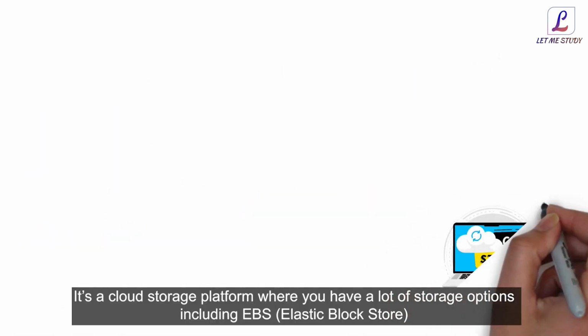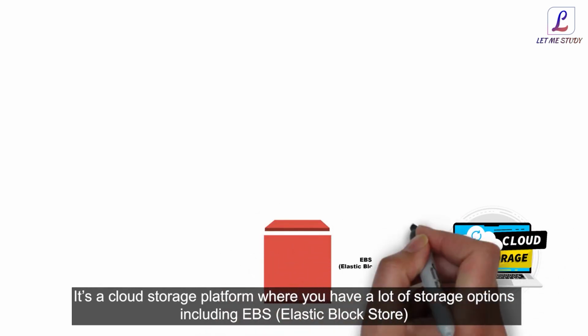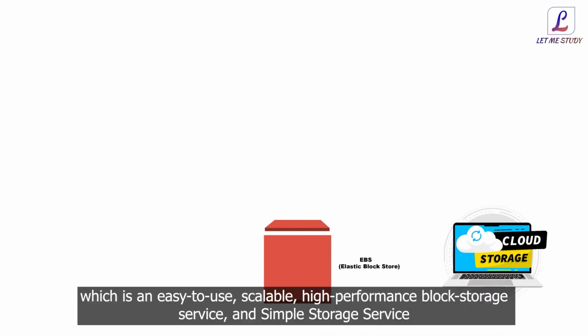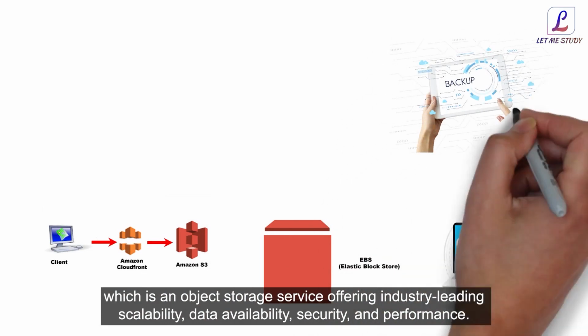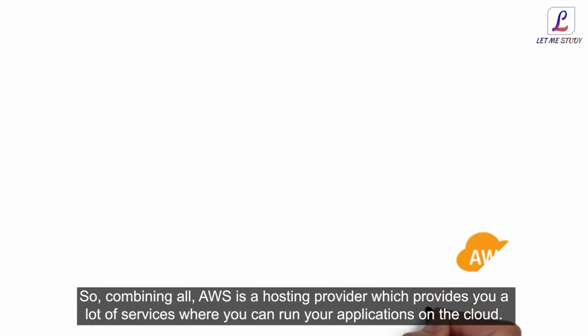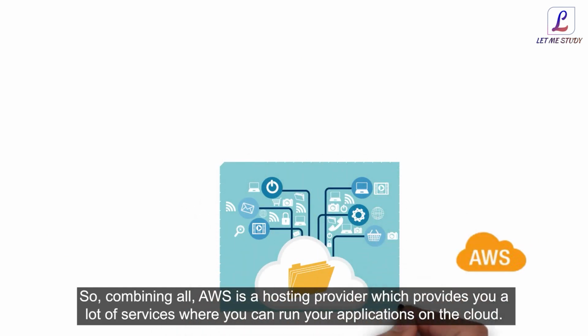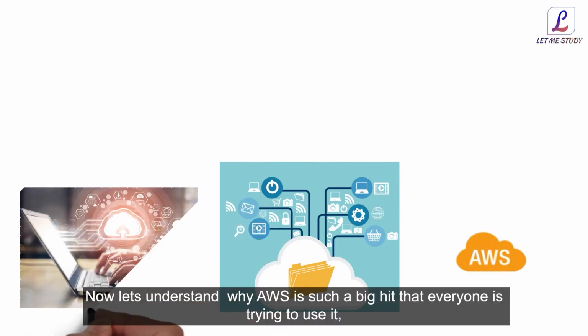It's a cloud storage platform where you have a lot of storage options, including EBS, Elastic Block Store, which is an easy-to-use, scalable, high-performance block storage service, and Simple Storage Service, which is an object storage service offering industry-leading scalability, data availability, security, and performance. So combining all, AWS is a hosting provider which provides you a lot of services where you can run your applications on the cloud.